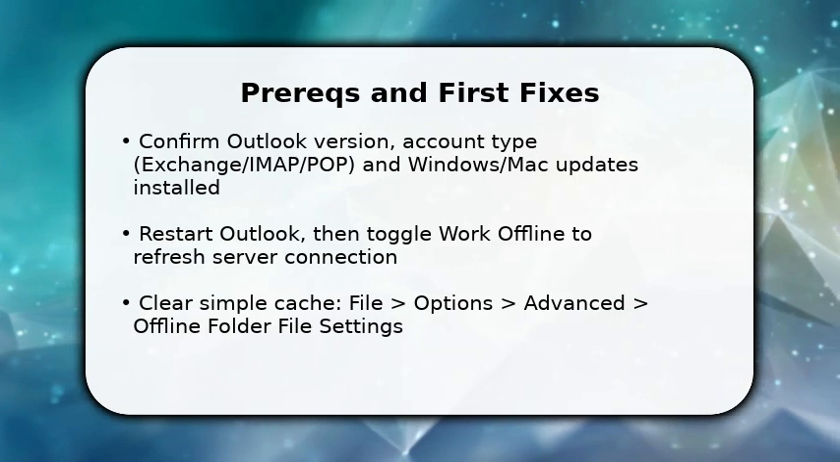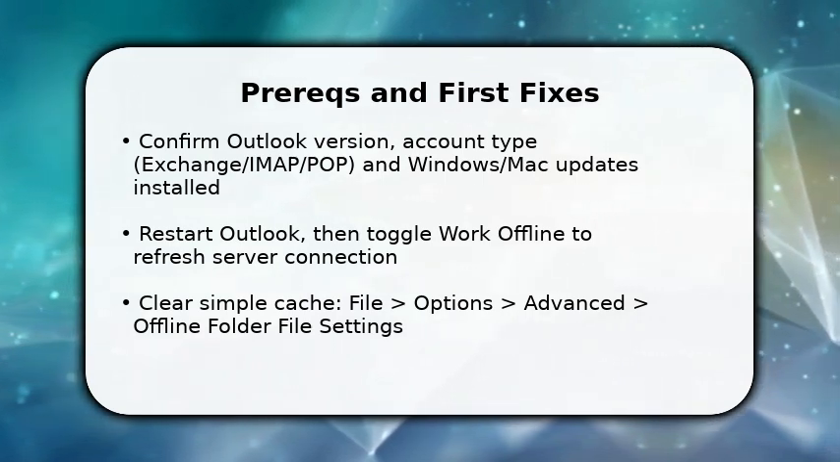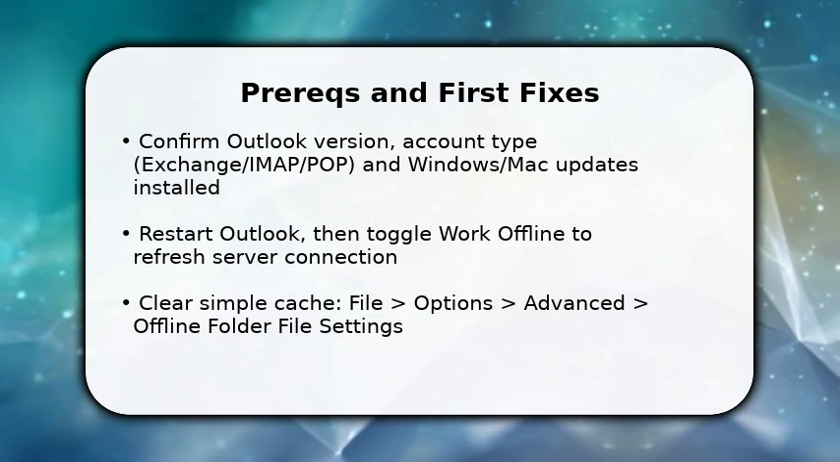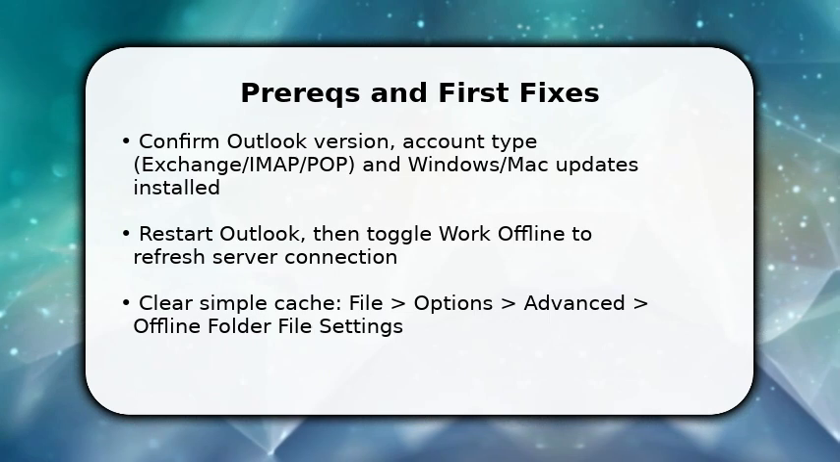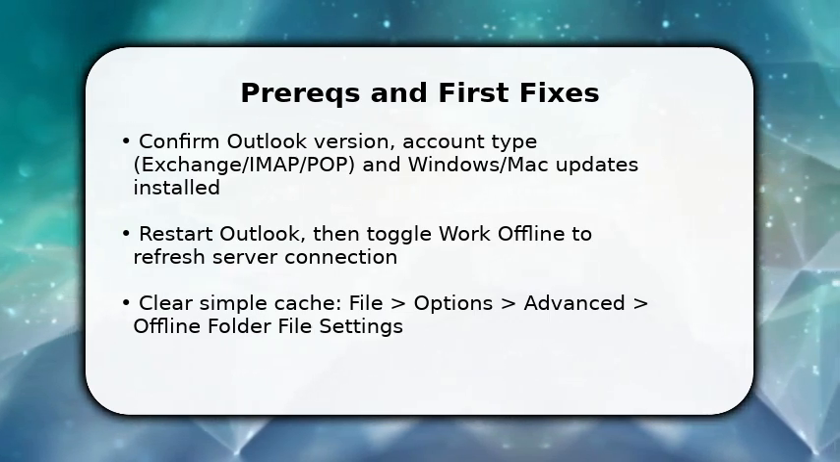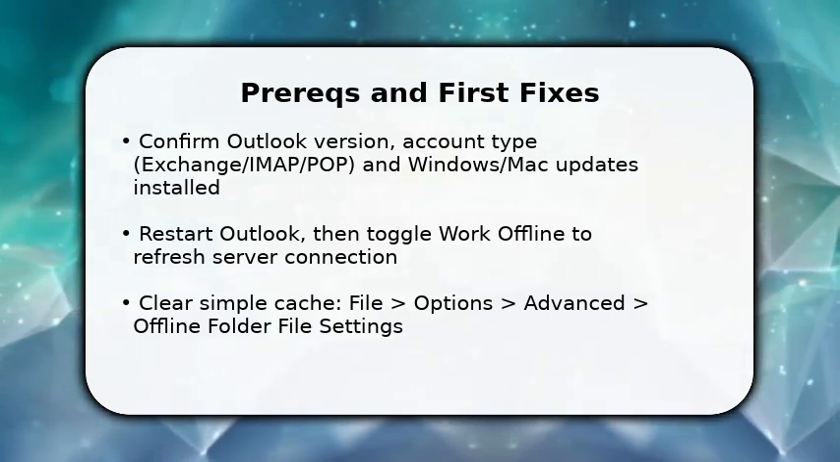Next, clear the local cache via File, Options, Advanced, Offline Folder File Settings. Make sure to compact afterward. These first actions address the most common causes, so proceed only when you see fresh server timestamps or sync activity.